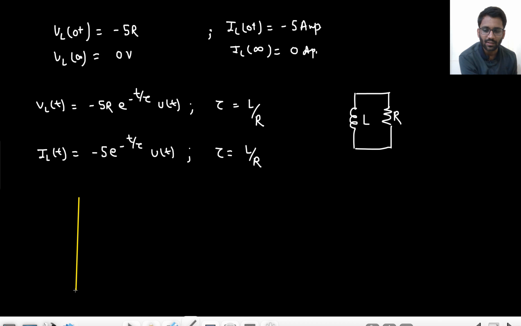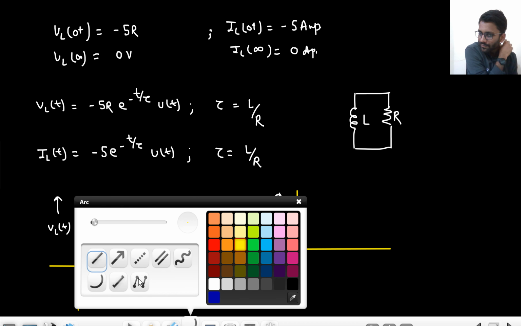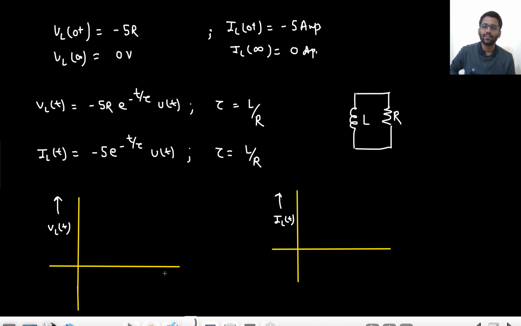We can make the graphs, right? The graph will be of the same kind, VL(t) and IL(t). Minus 5R to 0 it goes, and minus 5 to 0 it goes. Okay.